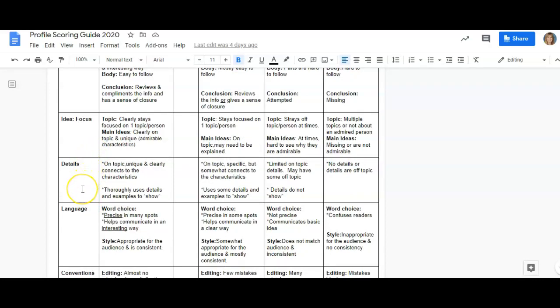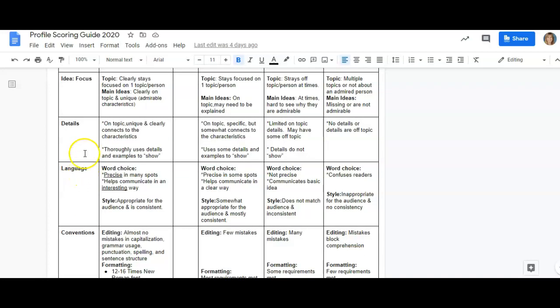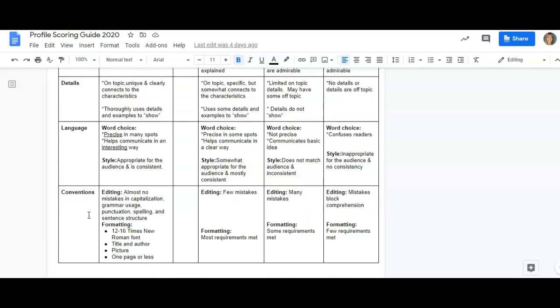So if you say the person is kind, you have to give specific examples showing what does that person do or say that show kindness. And you have to do that for both characteristics. Your language has to be good and precise and interesting, and the style has to be appropriate for your audience and is consistent. So it's going to be a formal paper, something that other 7th graders will be able to read and understand. And then conventions is the capitalization, grammar, usage, spelling.